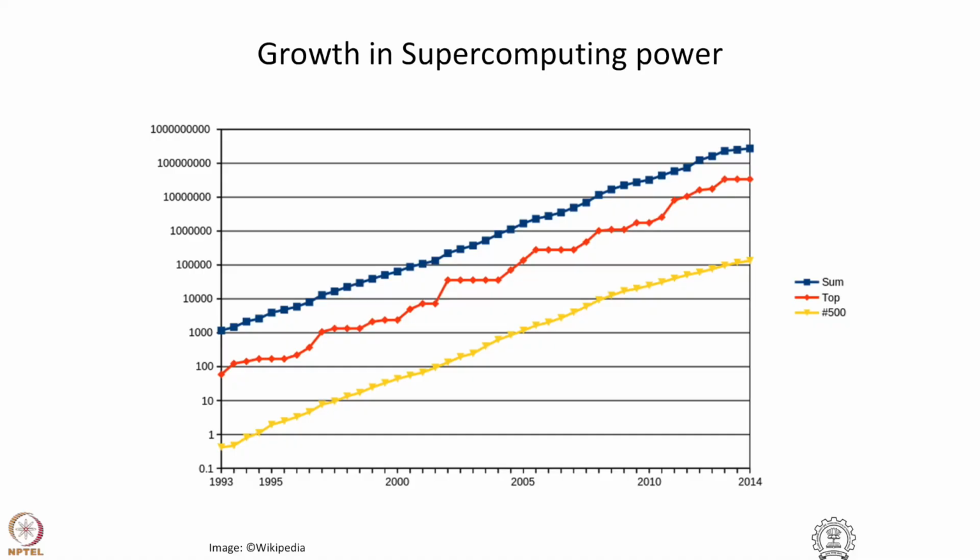One of the key things is that there has been a tremendous growth in supercomputing power over the last few decades. This is something we had touched upon in the initial few lectures as well. Here is a plot of the fastest supercomputer in the world from the years 1993 to 2014, and this trend has been increasing till current years as well. You can see the red line is the fastest supercomputer, the yellow line is the 500th fastest supercomputer, and the blue line is the aggregate power of all these 500 supercomputers. And you can see this is growing at an exponential scale.